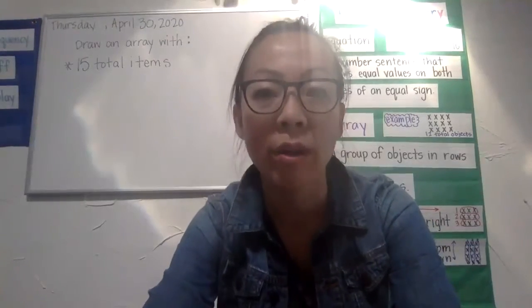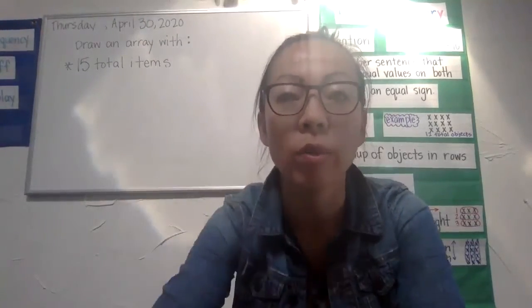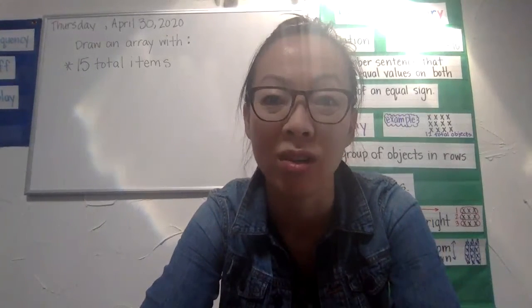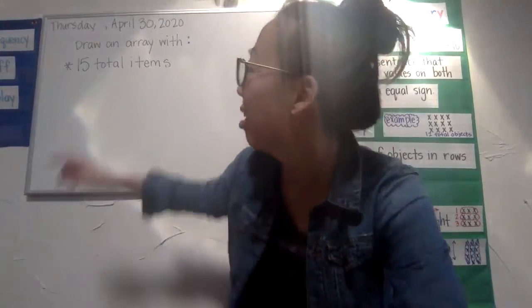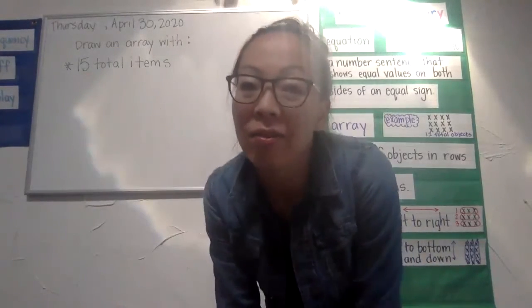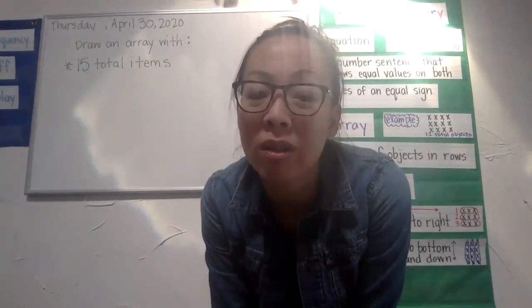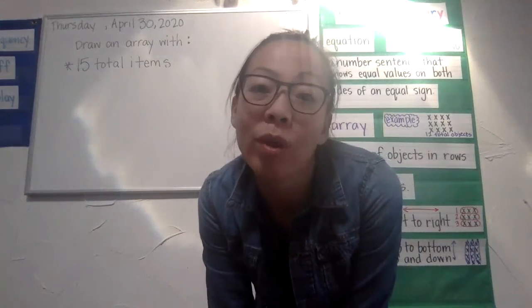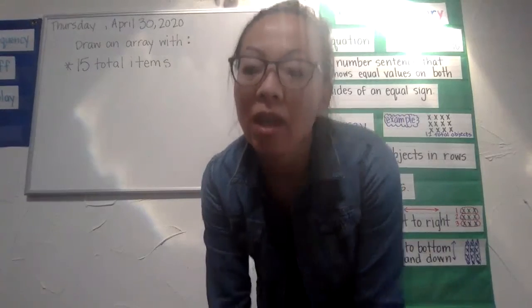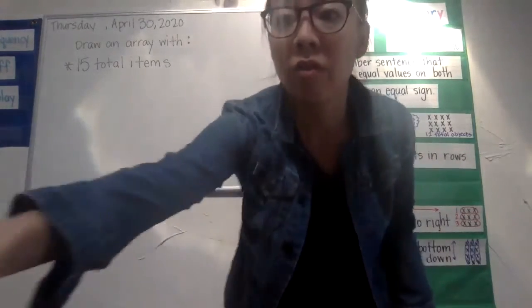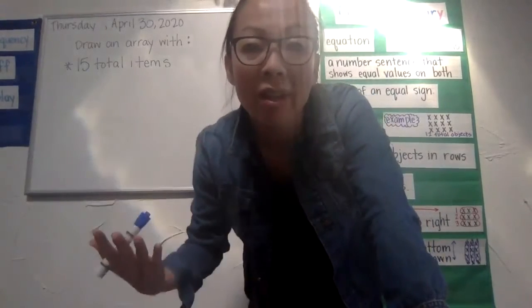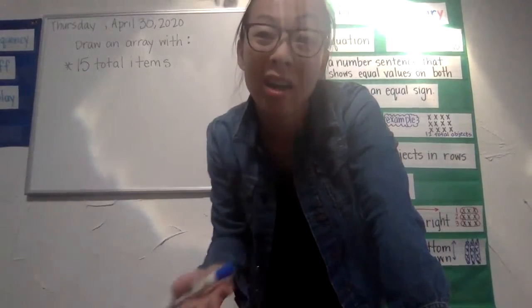All right, scholars, let's try one more array together. In this array, we're going to draw an array with 15 total items. This one's trickier. Because you know what? I can see that 15 is not an even number, so I can't draw rows of 2. So you know what I'm going to do? I'm just going to start with rows of 3 and see what happens. I'm going to just try it out and see if it works. Because sometimes what we have to figure out here is what number in each row will actually make an array.